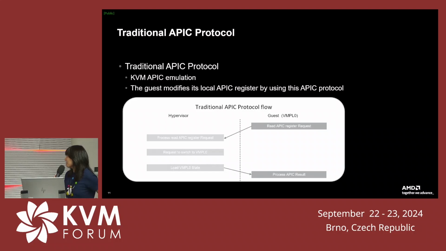Before we move to the next slides, I want to talk about the traditional APIC protocol. So we have this in mind, then we move to the next. The traditional APIC protocol uses KVM APIC emulation. When the guest needs to modify its local APIC register, it will send a request to the hypervisor. The hypervisor is going to use the KVM APIC emulation to handle this request. Obviously, we can see all of the sensitive information will be leaked to the hypervisor. That's why I want to have this in mind, so we can move to the next.